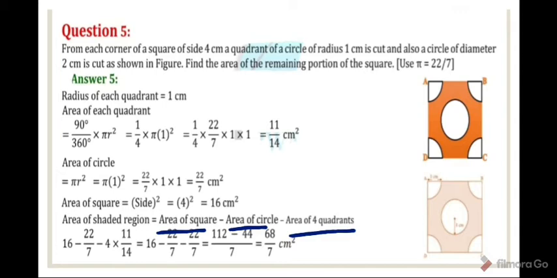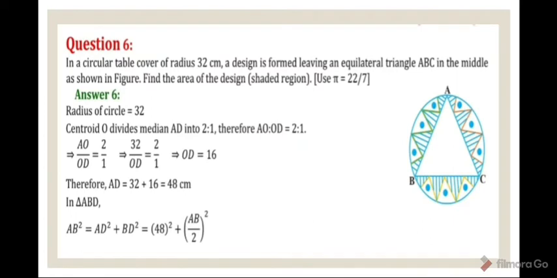Just put the values: 16 for the area of the square, 22 by 7 for the area of the circle, and 4 into 11 by 14 for 4 quadrants. One quadrant is 11 by 14, that's why 4 quadrants will be 4 into 11 by 14. Now just do this subtraction and you will get 68 by 7 centimeter square. The area of the orange portion is 68 by 7 centimeter square. In this way you have to solve question number 5. Now question number 6.